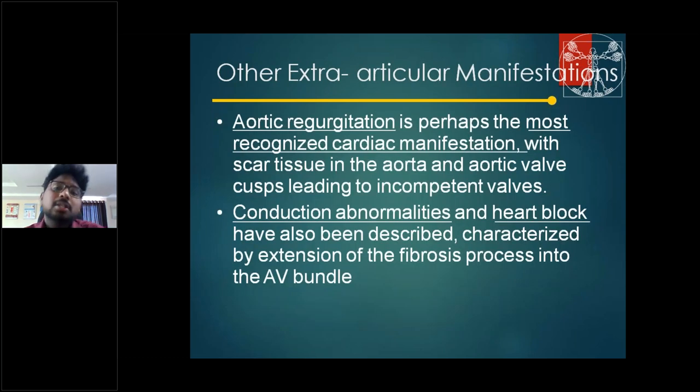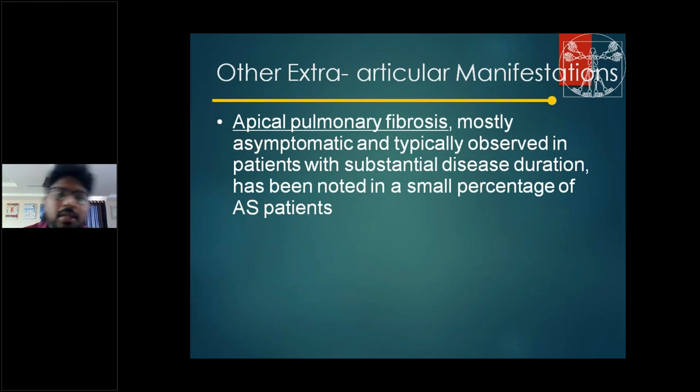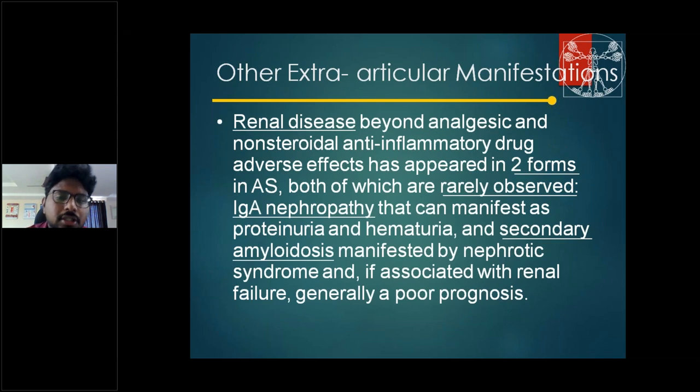So the other extra-articular manifestations are, you can have aortic regurgitation and other cardiac manifestations like heart blocks also they can have. Conduction abnormalities like heart blocks. Then there can be apical pulmonary fibrosis, which is mostly asymptomatic. Renal disease is also common because mostly we'll use NSAIDs for this patient. So whenever we are using NSAIDs, then they can have renal disease.